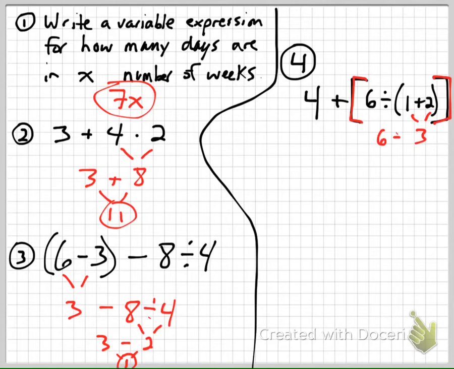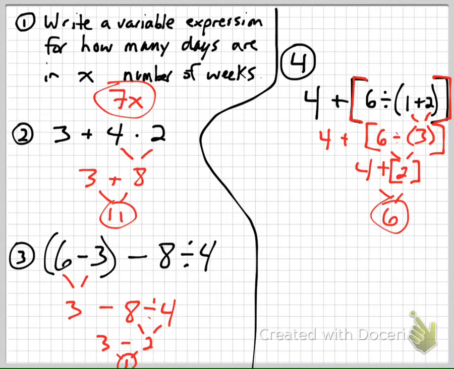So it goes 6 divided by, I'm going to leave that in parentheses, leave the brackets, 4 plus, okay? Now, let's go back to that set of brackets. Inside of there, do I have any more parentheses? Things that I can simplify? No. Do I have any exponents? No. Multiply or divide? Yes, there it is. 6 divided by 3 is 2. There the brackets are. 4 plus 2 is 6, and we're done.